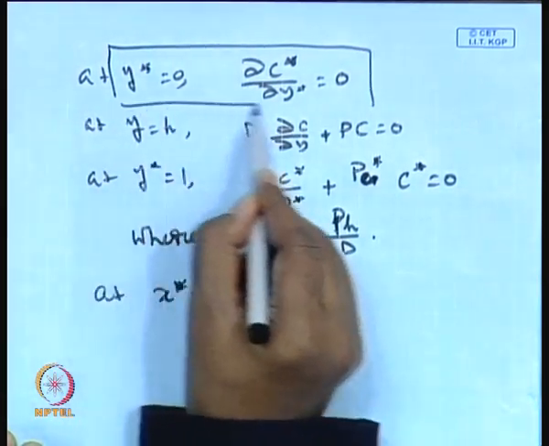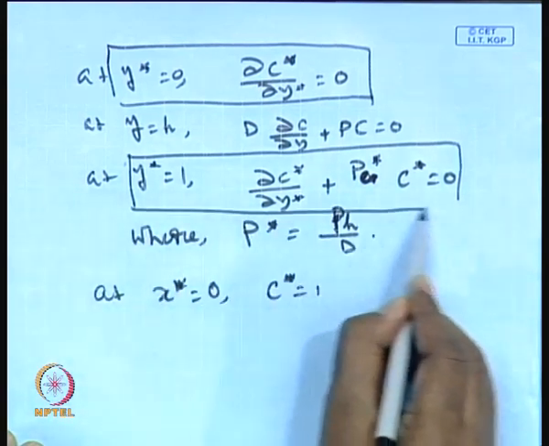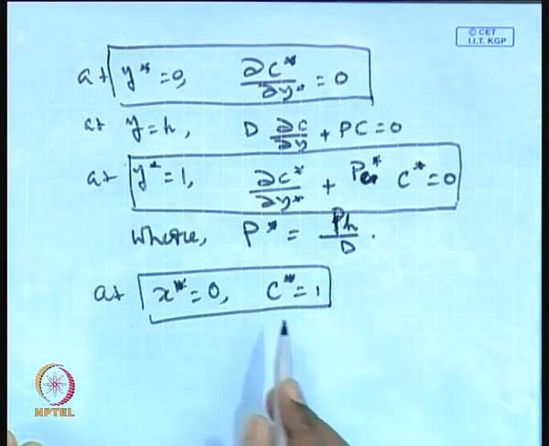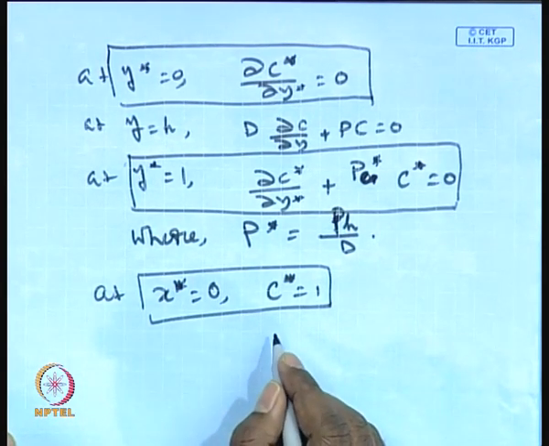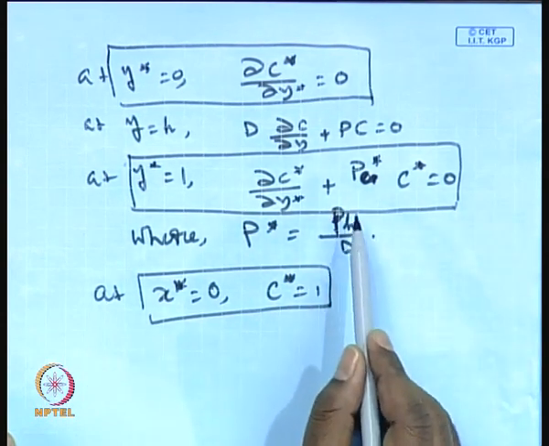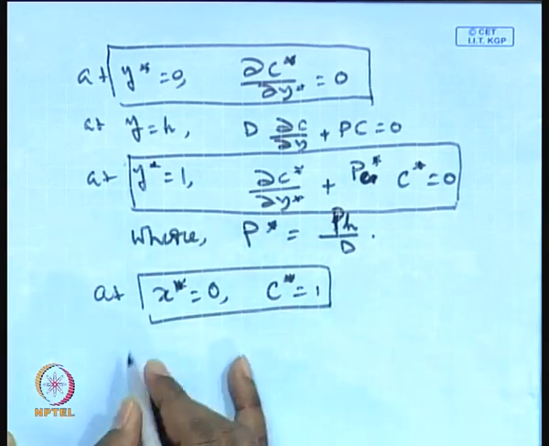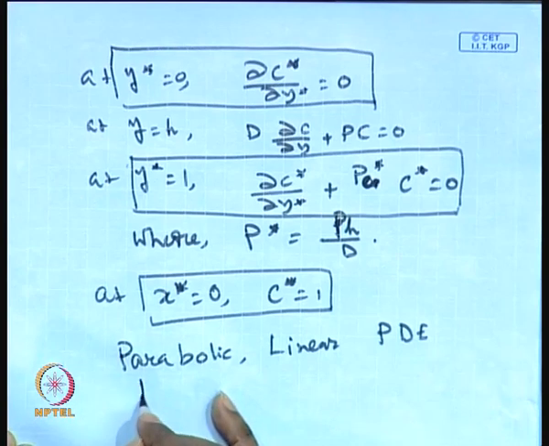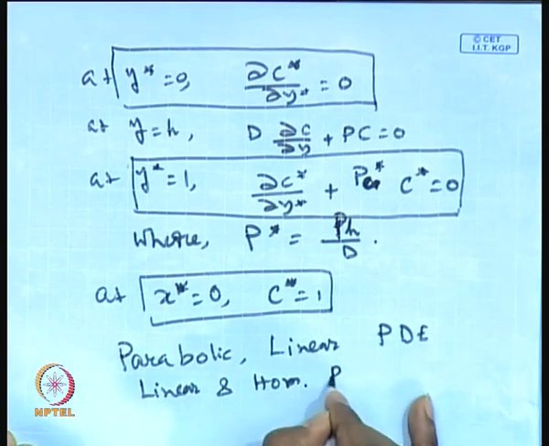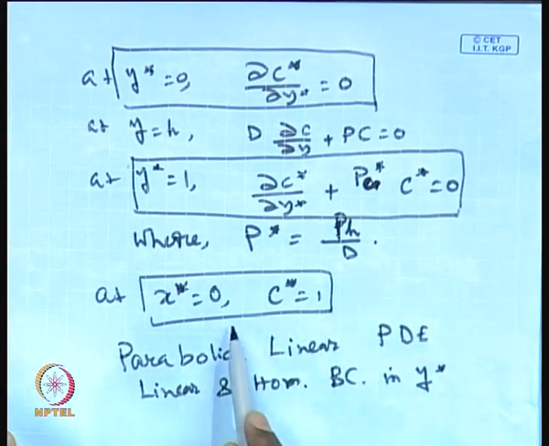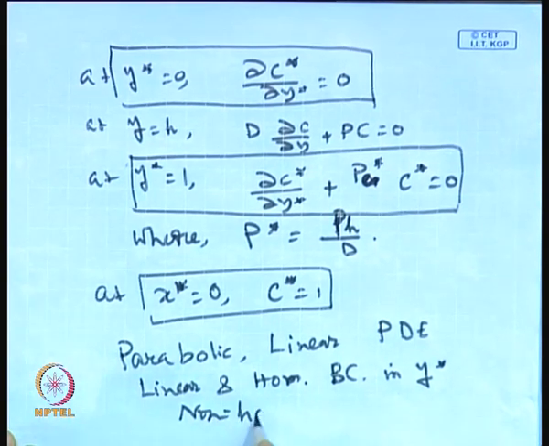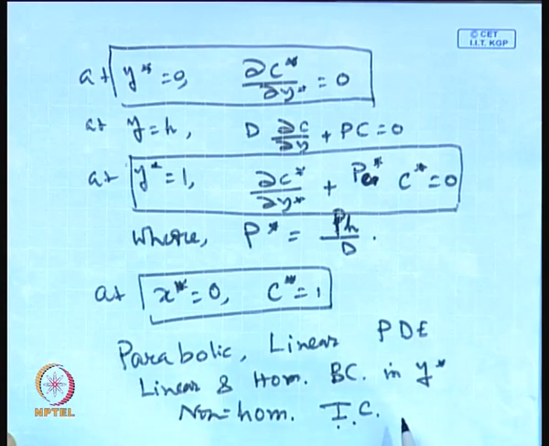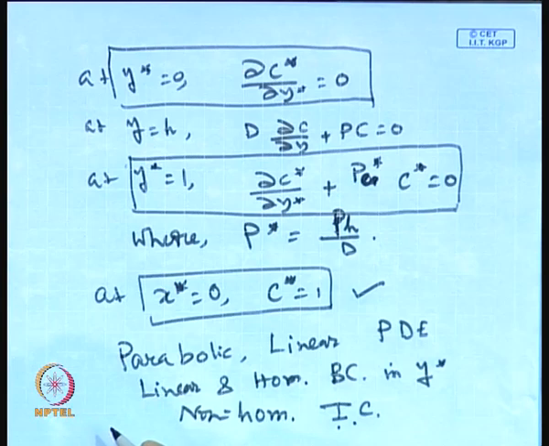So, this is one boundary condition at y star is equal to 0, this is another boundary condition at y star is equal to 1, and this is basically nothing but the initial condition at x star is equal to 0. Now, in this system, there are no terms like 1 minus y star square. So, this is a straightforward case of a linear parabolic partial differential equation, with homogeneous boundary conditions in y star and a non homogeneous initial condition, that is at x star is equal to 0, c star is equal to 1. So, obviously, this problem will be definitely a candidate for having a separation of variable type of solution, and we are going to do a complete solution by using separation of variable. Okay.